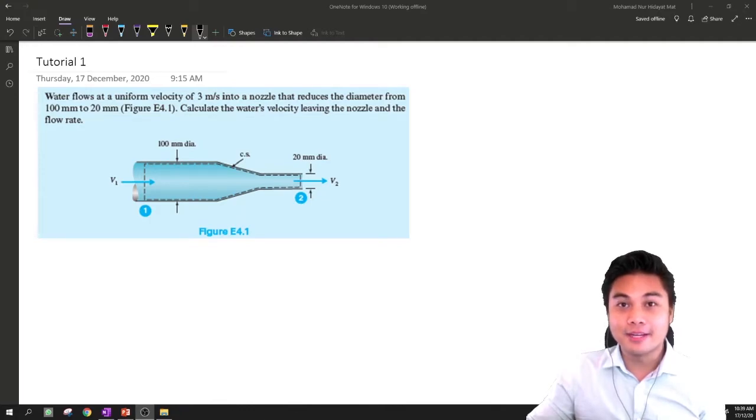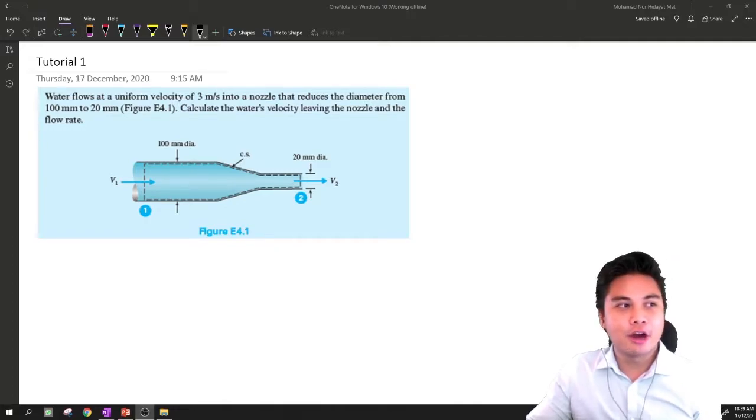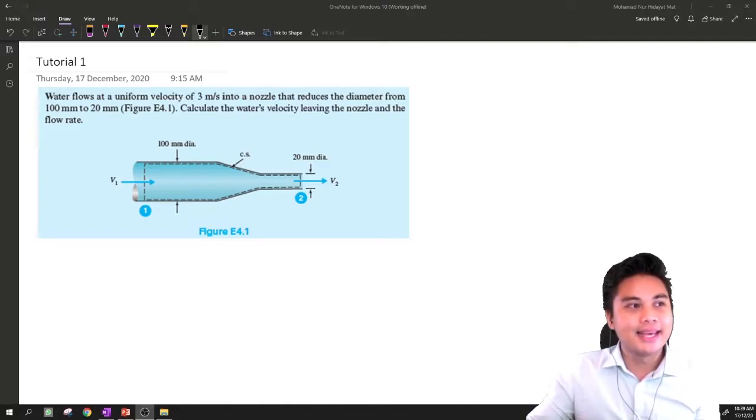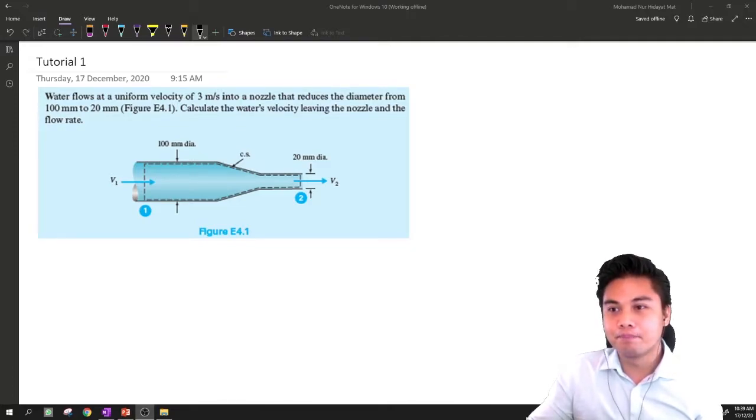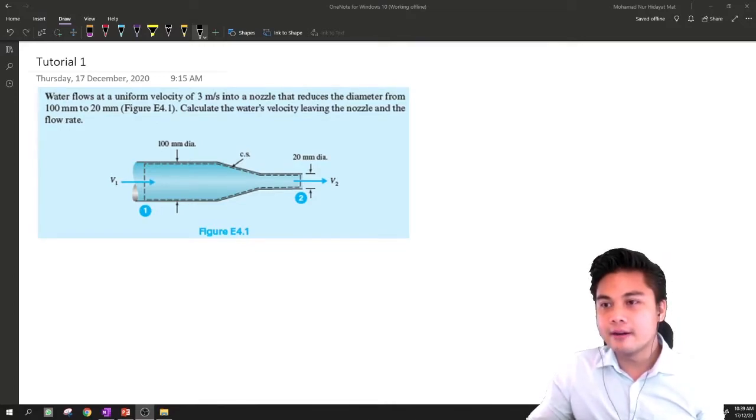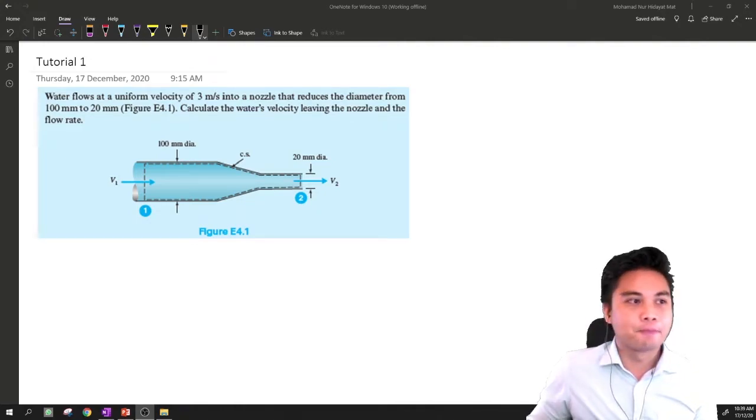Today we have a question which is: water flows at a uniform velocity of 3 meters per second into a nozzle that reduces the diameter from 100 millimeters to 20 millimeters, as shown in the figure there. Calculate the water velocity leaving the nozzle and the flow rate.